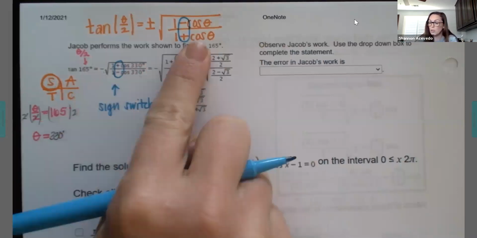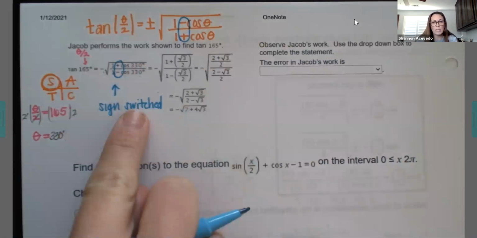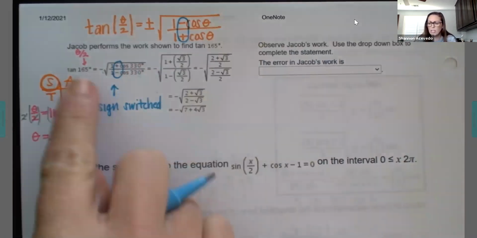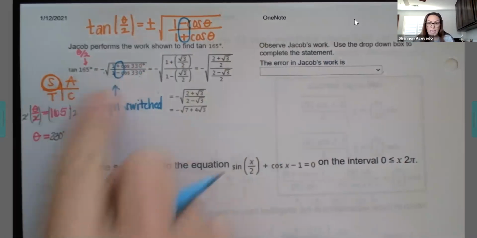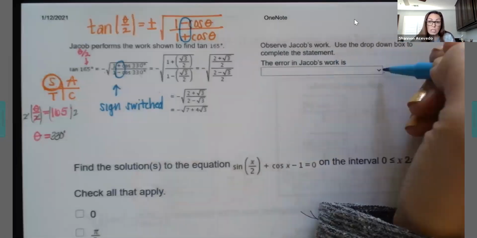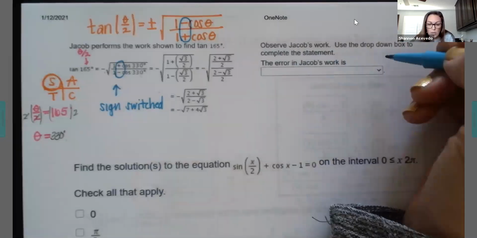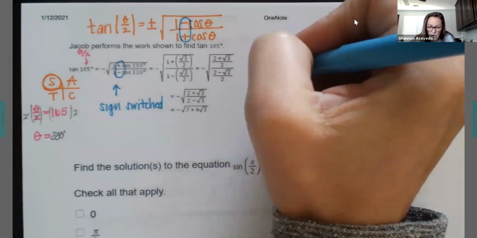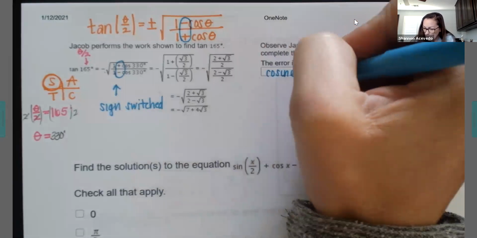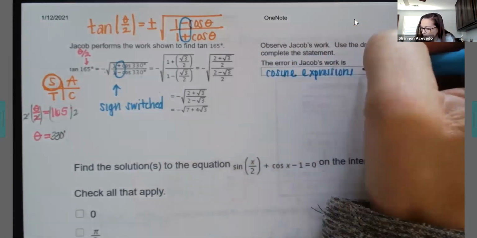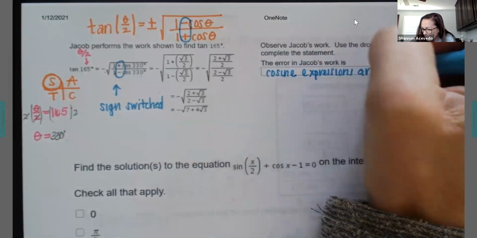So I recommend when you do these problems, write the formula down so you can literally follow through with each step. Because if you look at this and you just kind of glance at it, you may not catch that. So it was just a little mistake, and it's something that's common. So it's a drop-down bar, which is kind of nice because it's going to be written a certain way. But it says something to the effect of cosine expressions are reversed.